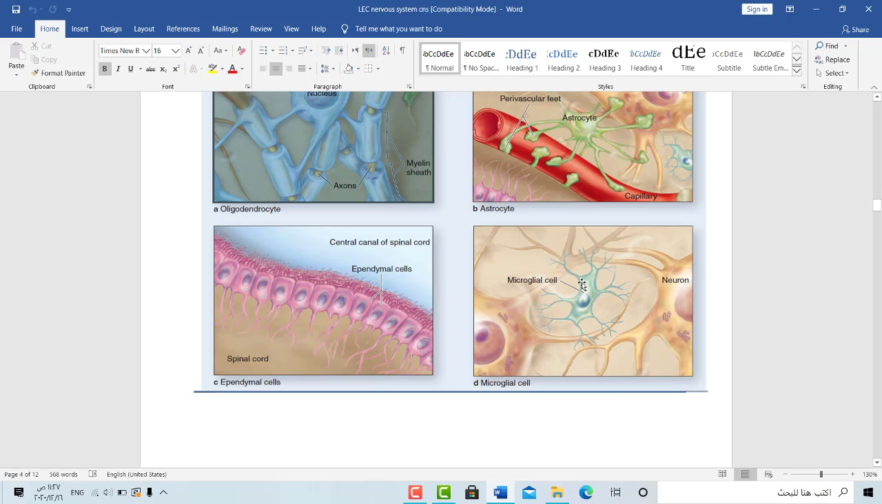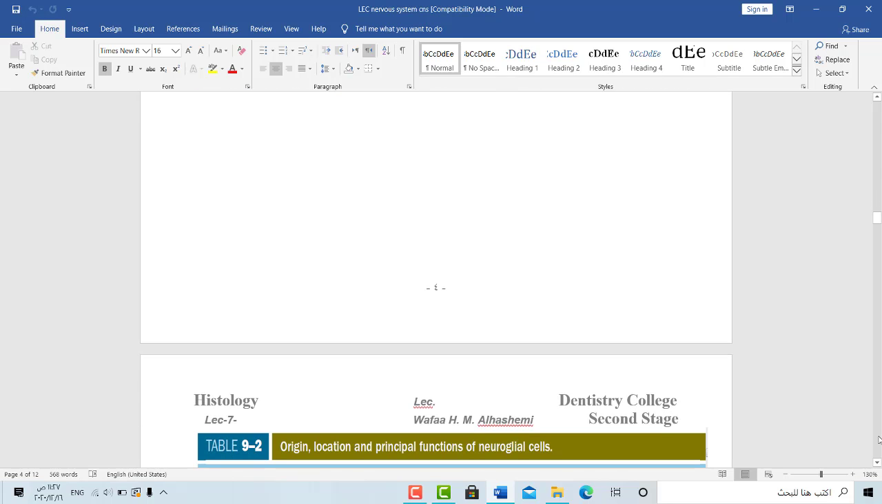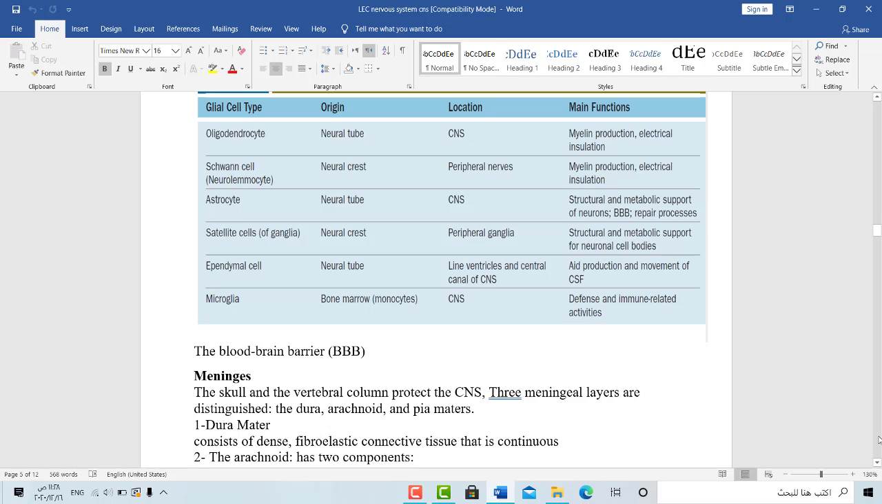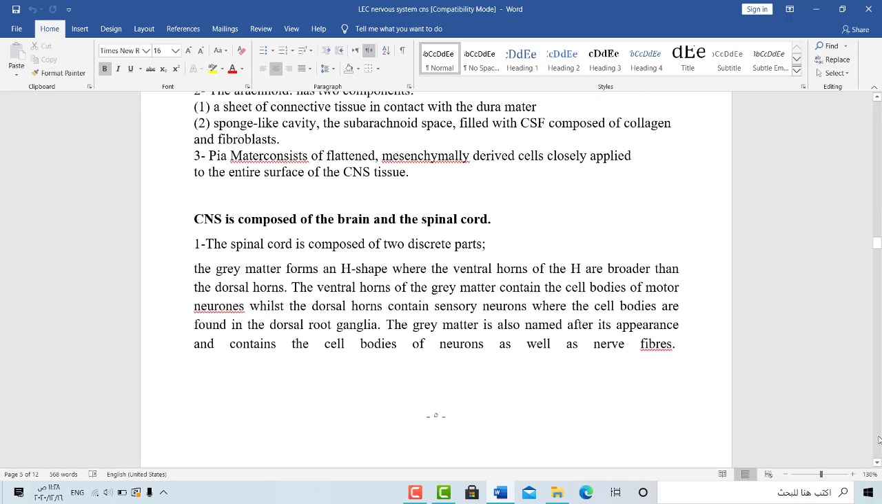The microglial cell is like the macrophage in the connective tissue. It also performs phagocytosis, but in the central nervous system it is called the microglial cell. The microglial cell has the same function as the macrophage found in the connective tissue. These are its divisions and types.